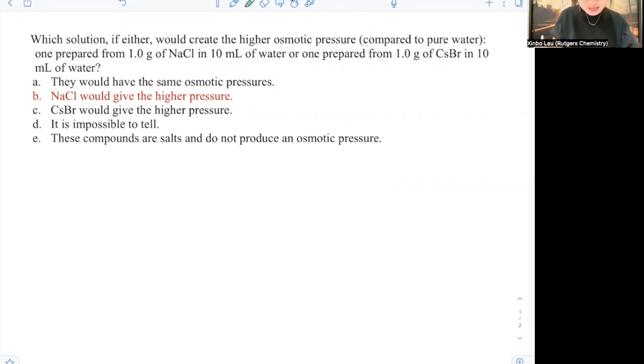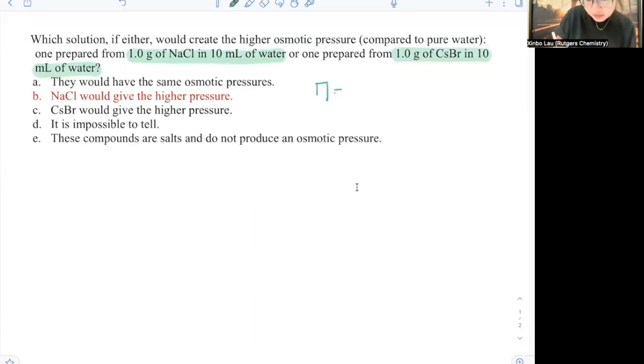So we're asking between this solution and this one. You have 1 gram of sodium chloride in 10 mL of water, and you have 1 gram of cesium bromide in 10 mL of water. Then we have to quickly recall what osmotic pressure is about. Of course, we can bring in the equation.